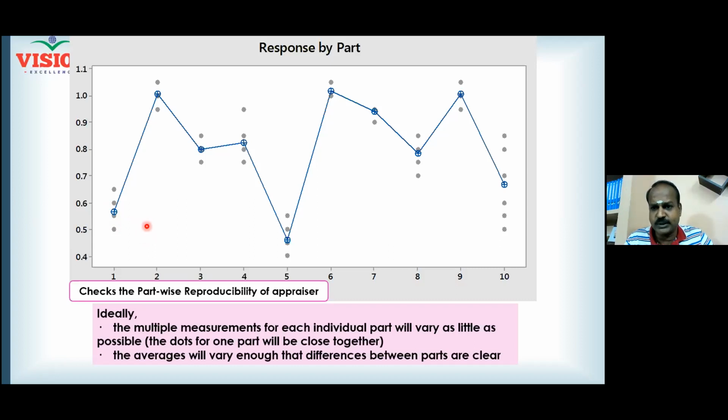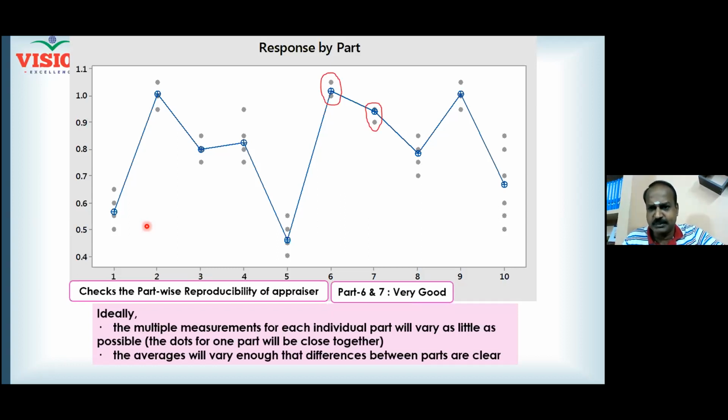Can you tell me where your system is more reproducible? Which particular part? Part number 7. Very good. Part number 6 as well as part number 7. Your system is handling 6 and 7 with better reproducibility. So for 6 and 7, the reproducibility is very good.